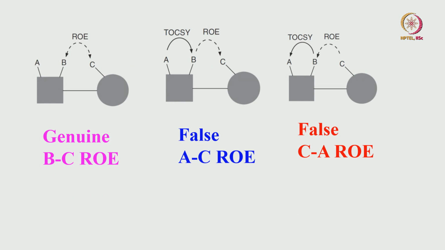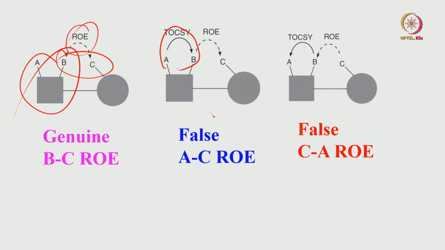For example, I have a hypothetical molecule like this. B to C, there is close in space. I am expecting a ROE here. You may get it. That is a genuine ROE between B and C. But it can so happen there can be a TOCSY correlation, a TOCSY transfer of magnetization from A to B and then B to C. This is a false AC ROE you may get. It may not exist, but you may see ROE.